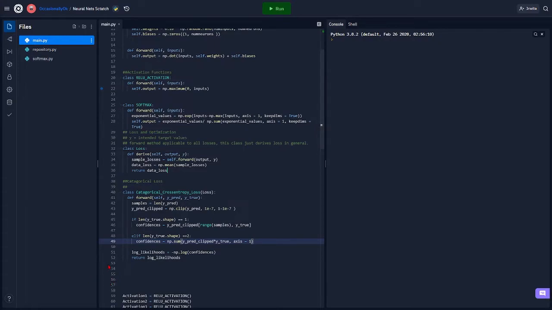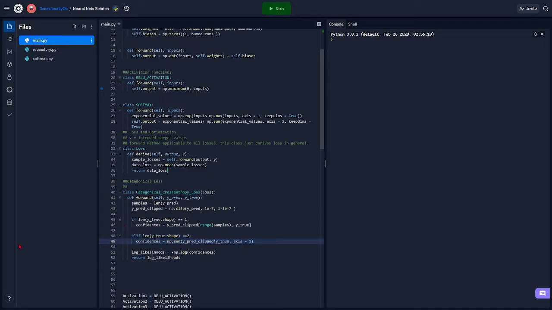All right, so the next two lines of code, this if and elif statement, are pretty much just to catch two different types of classification. We discussed how you can classify the data in a neural network by using one-hot encoded vectors, right?